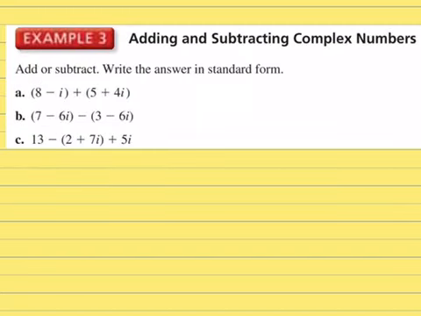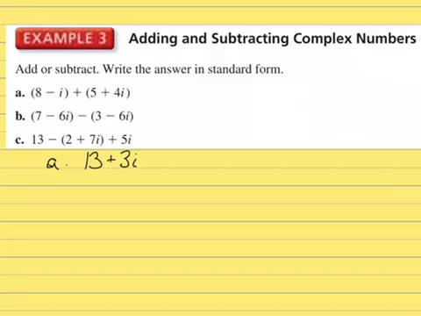So in this first example, I'm going to combine my like terms of the real parts and the imaginary parts, but this time we have sums and differences that we're working with. So in the first one, for example, 3a, I'm going to add 8 plus 5, and I'm going to get 13. And then for my imaginary part, I have negative i plus 4i, which is positive 3i. And that's all the farther I can go with that.